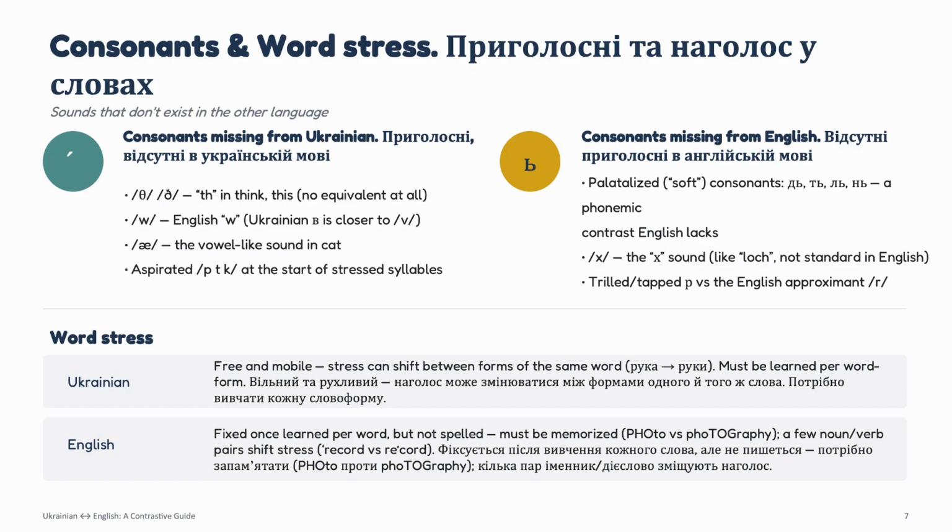Ukrainian stress is free and mobile. It can actually shift between different forms of the same word, so learners have to memorize it form by form. English stress is fixed when you learn a word, but it's not marked in spelling at all, so it also has to be memorized. And a few pairs like the noun record and the verb record even shift the stress depending on how they're used.